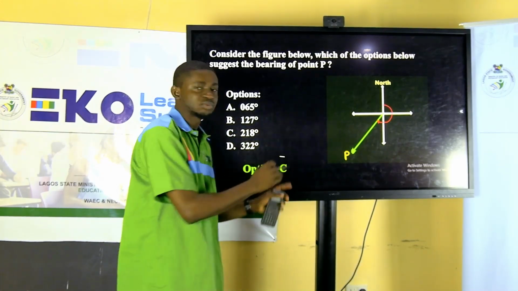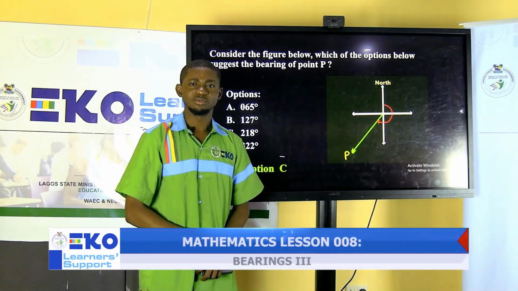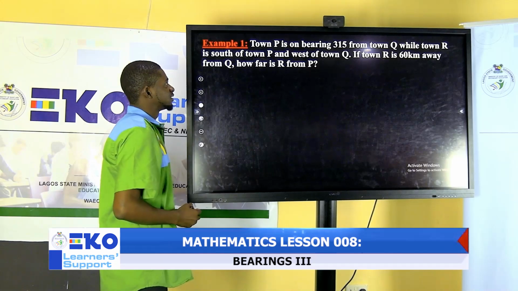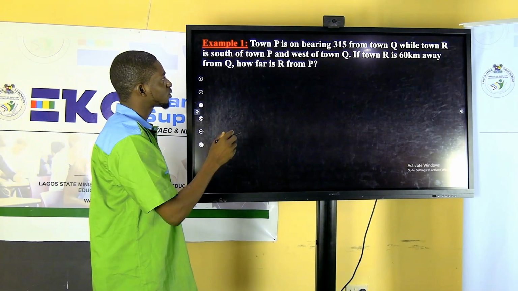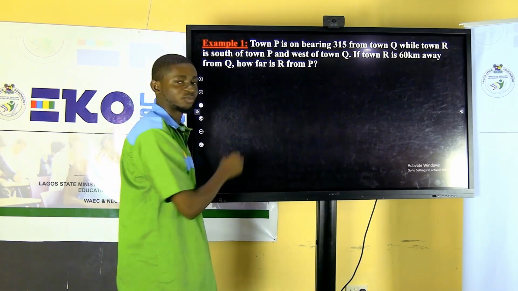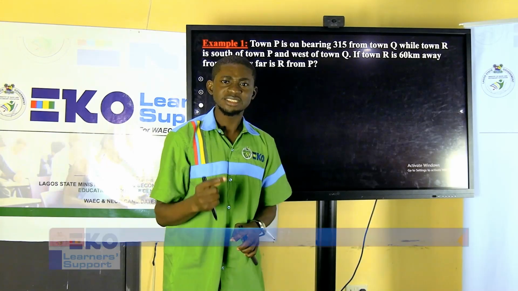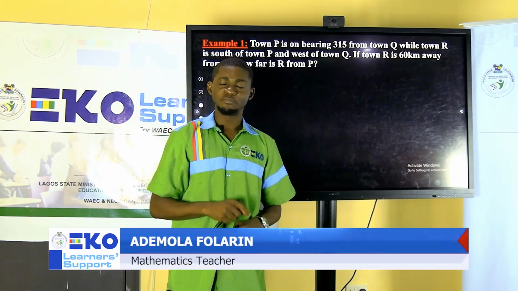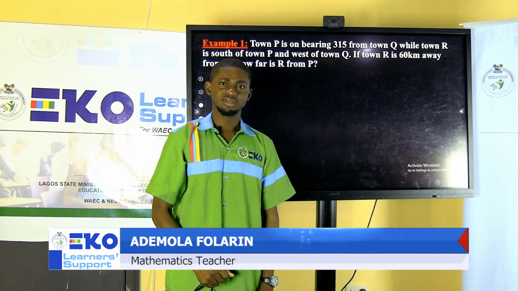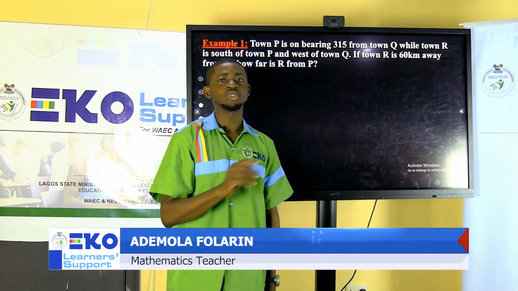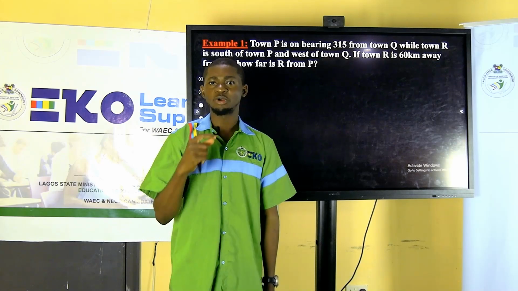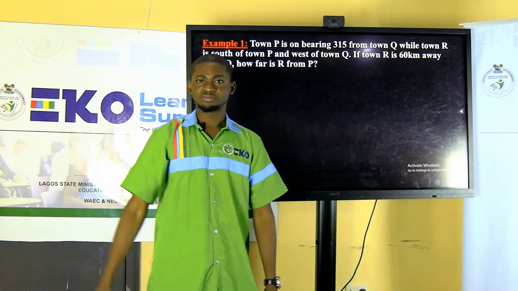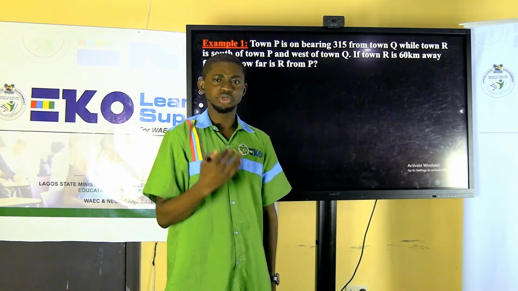Remember in our last class, we dealt with simple interpretation like this. Now, we are fully in business. Town P is on a bearing 315 from town Q, while town R is south of town P and west of town Q. If town R is 60 kilometers away from Q, how far is R from P? Let me remind us that to successfully sail the streets of bearing, we must come with two tools: our knowledge of sine rule and cosine rule, which we discussed in one of our previous classes. You still remember them? We are going to recall and make use of them here.